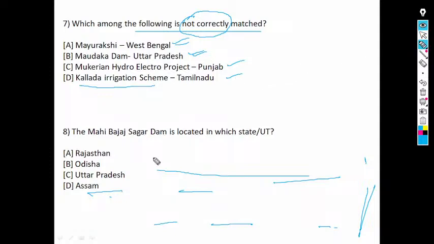These three are all correct. Mayurkasi, West Bengal is correct. Mukaddam project, Mukerian hydro project, Punjab is correct. This is not correct: Kalada irrigation project in Tamil Nadu is not correct. We'll discuss this one. So the answer is D for Delhi.